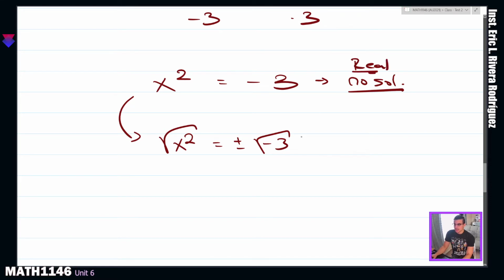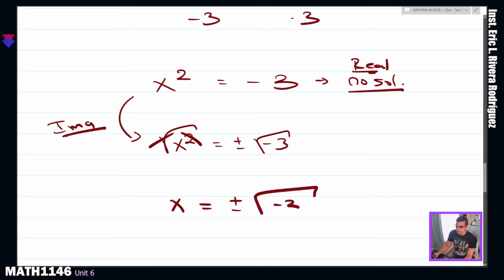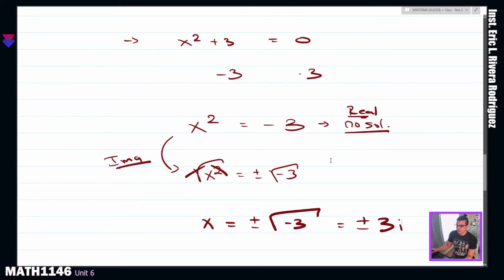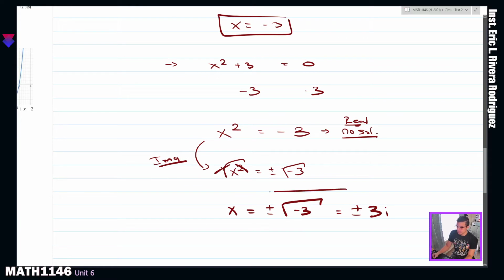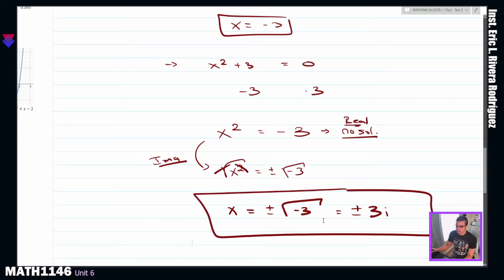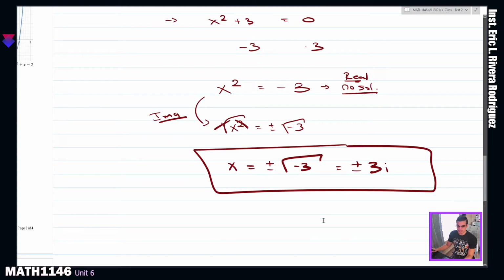Okay, like you said, now we are going to be working with imaginary numbers. So at this point, yes, we can cancel out the power of 2. Now x is going to be plus and minus the square root of -3. We can simplify this as plus and minus 3i. And there are the zeros. Those are the other two zeros of this polynomial: positive and negative 3i.